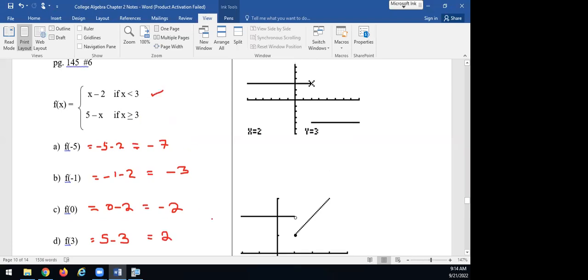And these are pretty straightforward. All you're doing is making a substitution, but it's just for you to identify the value of x and to know which of the piecewise functions that you're going to be using. So they're pretty straightforward.